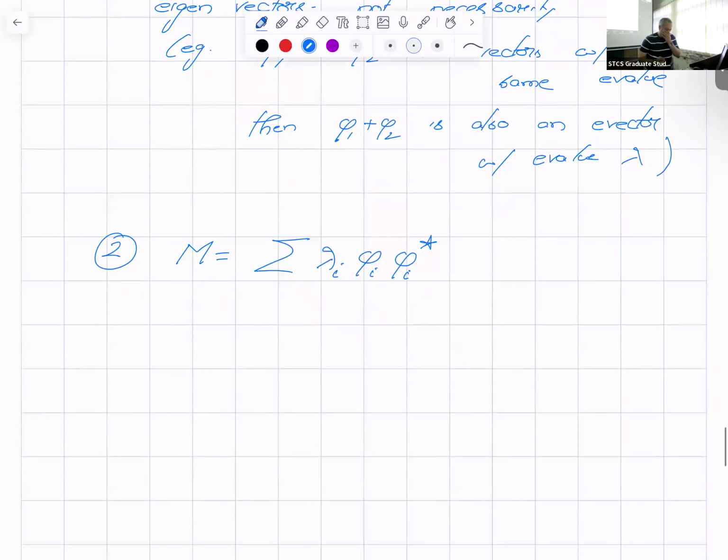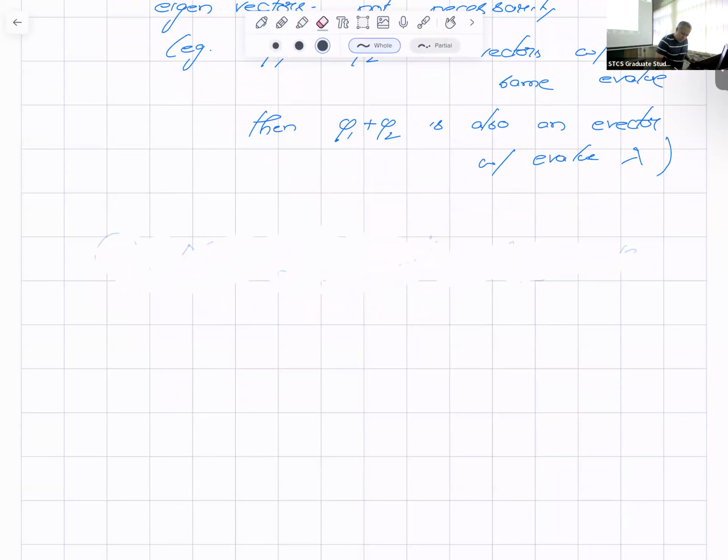So we'll assume that the phi's are actually orthonormal. Do I want to? Let me skip this one for now. Let's skip this part and do this one.